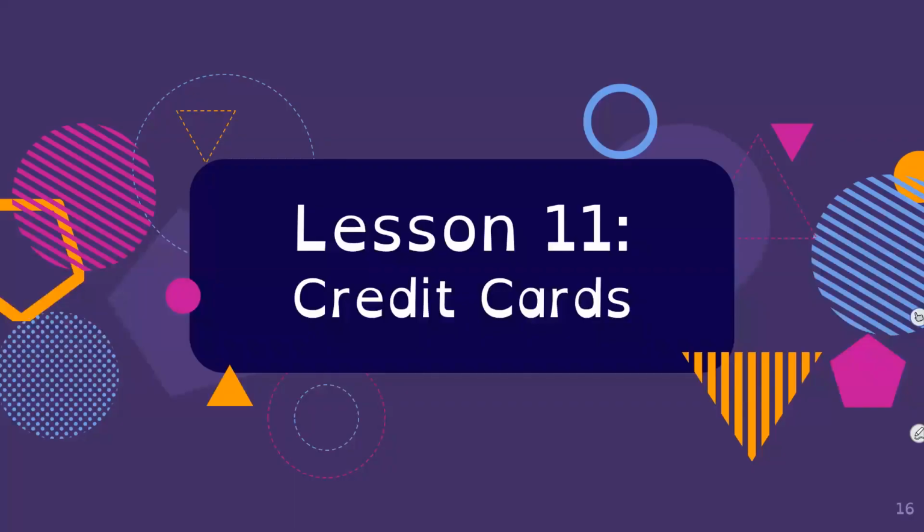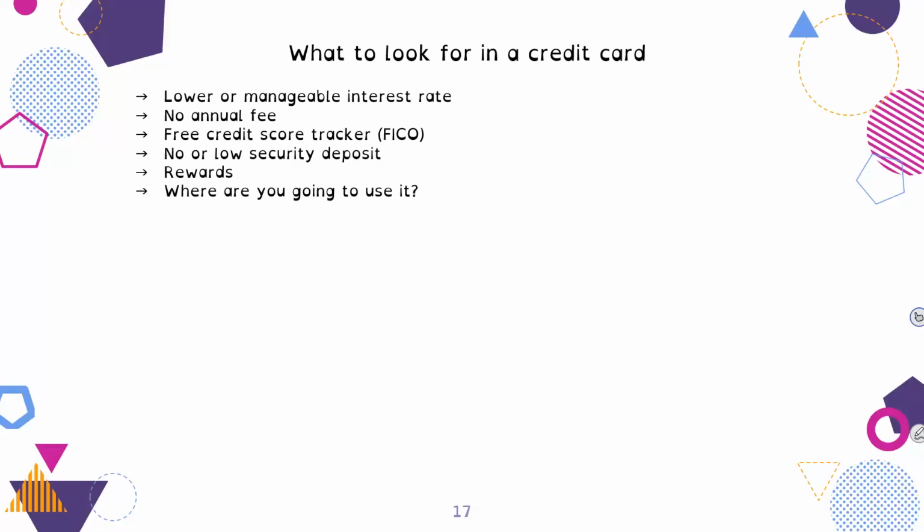Okay, so we are starting our review of Unit 3. Let's look at Lesson 11, which was credit cards. So when you're looking for a credit card, you want generally a lower or manageable interest rate. I strongly suggest one that has no annual fee, no fee for just having a credit card that you have to pay whether or not you use it. If it has a free credit score tracker from FICO, that can be really useful so you know what your credit score is. I also encourage you to have no or low security deposit so that you don't have to have a bunch of money up front, just again, to get a credit card.